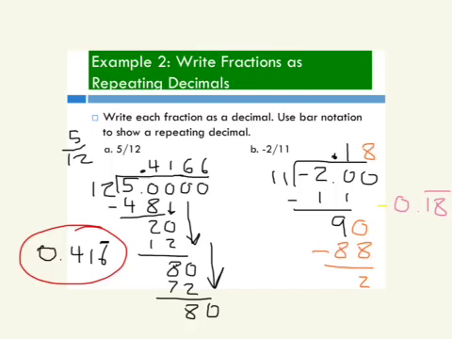Borrowed another 0. 11 went into 90 8 times, so I dropped my 88 there, find what the new pencil box size is, which happens to be 2. Oh, and then I'm back where I started, right at 2. And it will repeat. You can see that. So my final answer is going to be negative 0.18 with the bar over the 1 and the 8.